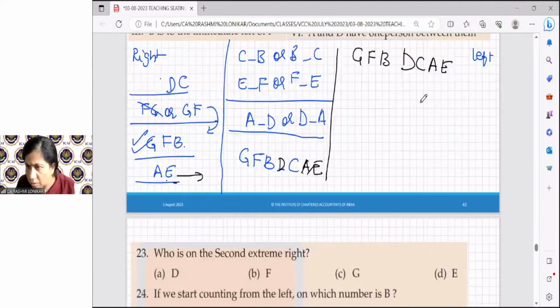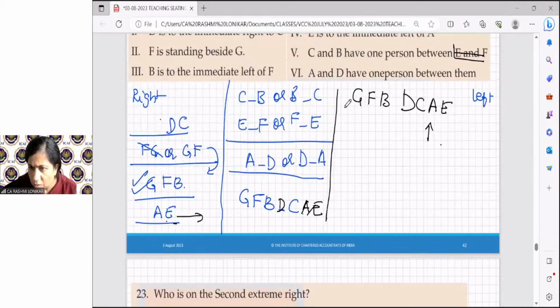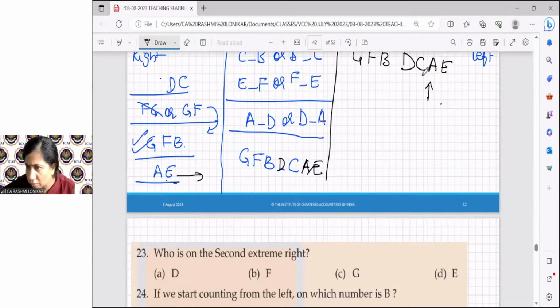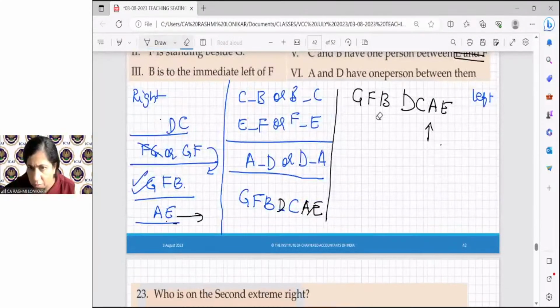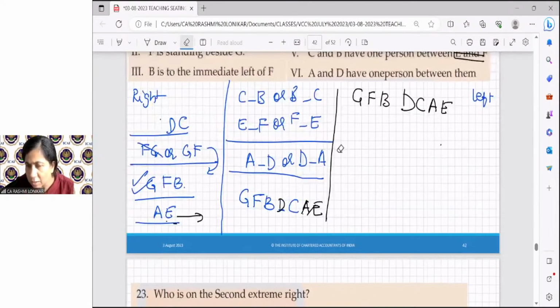Second extreme right. 1, 2. So A will be at the second extreme right. Oh no, from right, na? This is the right from those people. Okay. Because it's on the stage. This sum is important because it's from the stage. Who is on the second extreme right? This is the right hand side. Second extreme right is F.